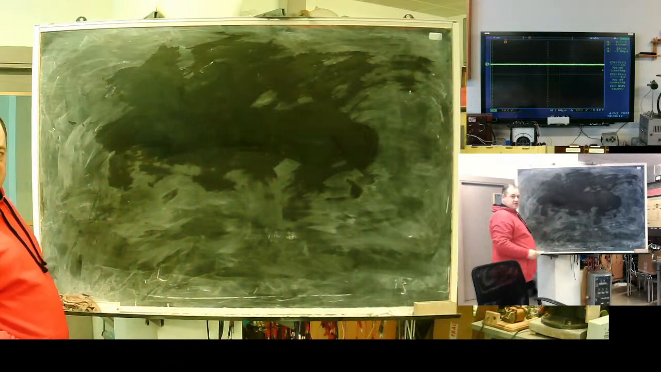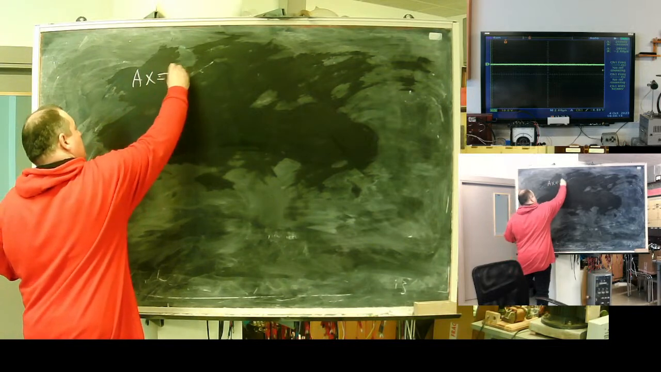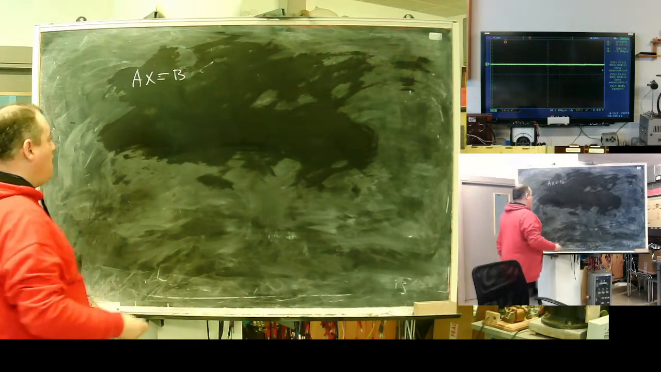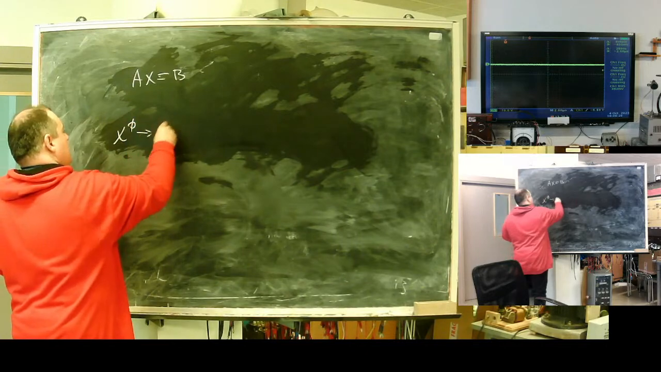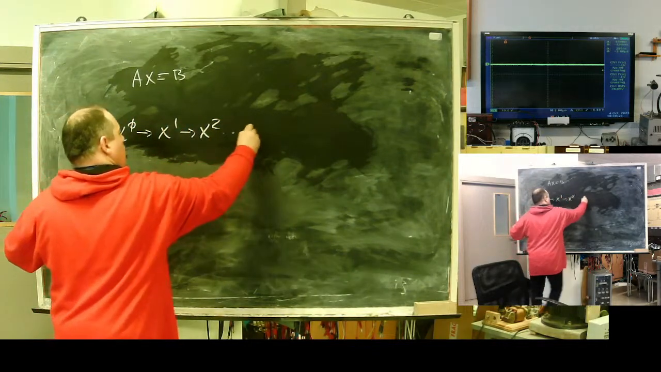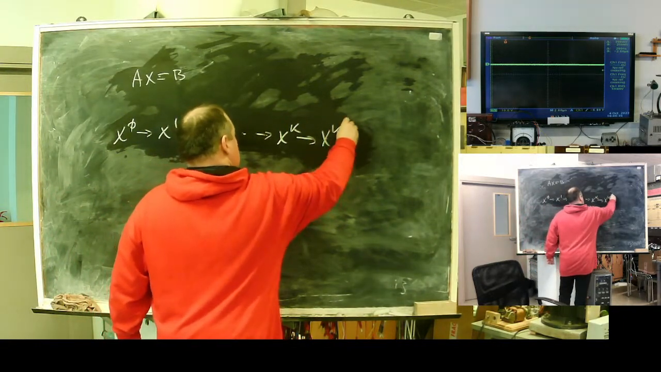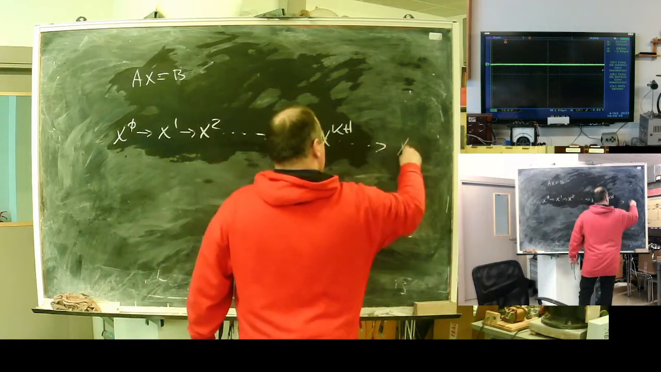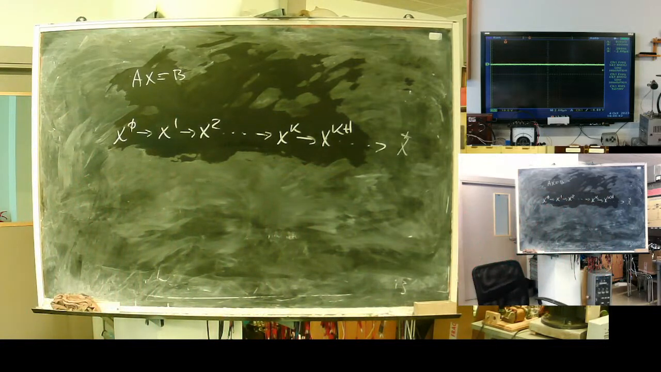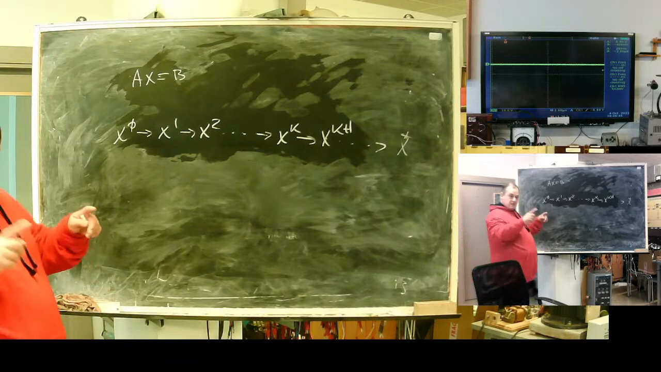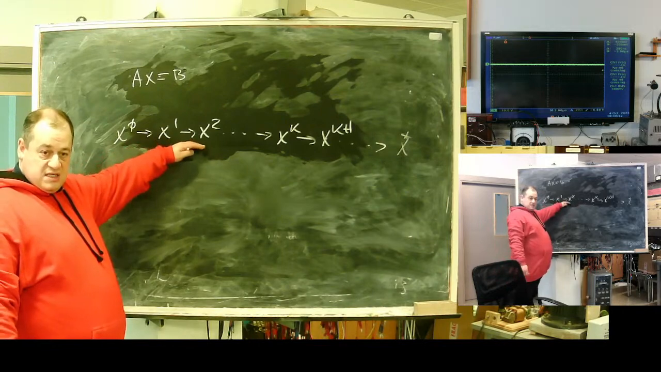What's the idea of Seidel's technique? For example, I have a system of linear equations. I can create a sequence: x0 will become x1, x1 becomes x2, and so on. The previous x becomes the next x, and at the end I should get a real solution. So this progression, this row of x vectors, leads to a real solution. How can I organize this?